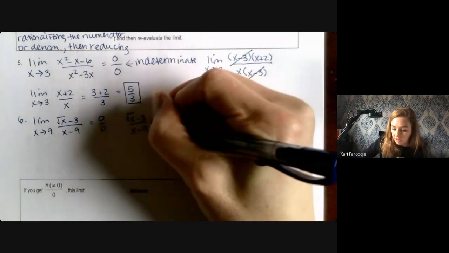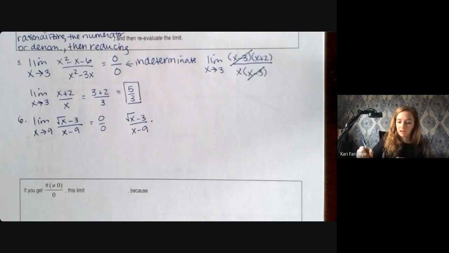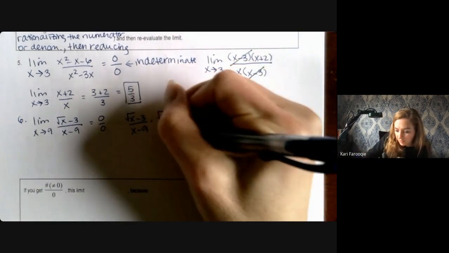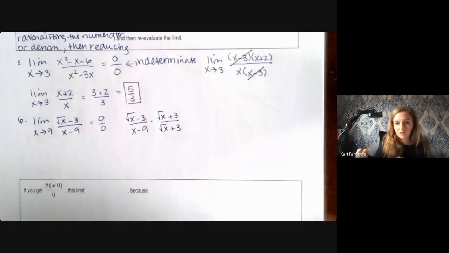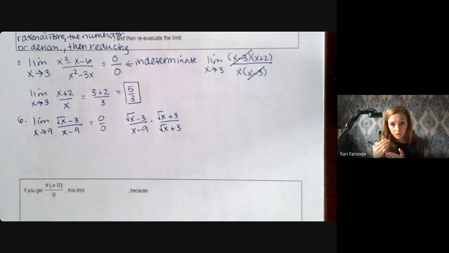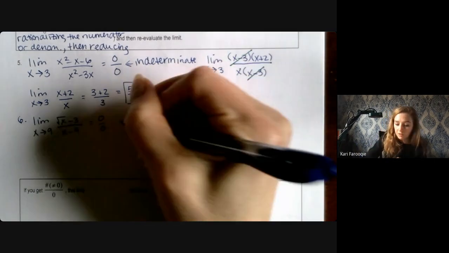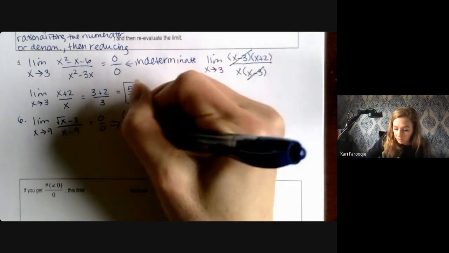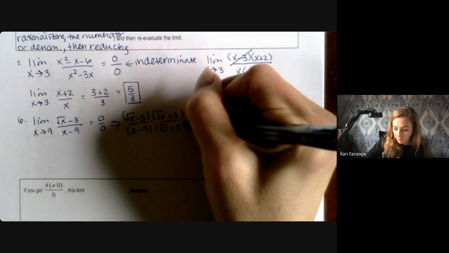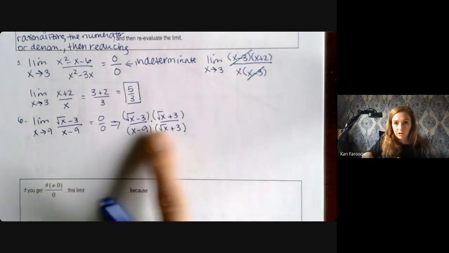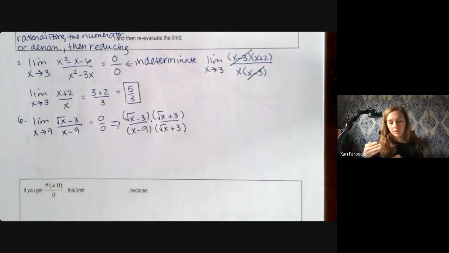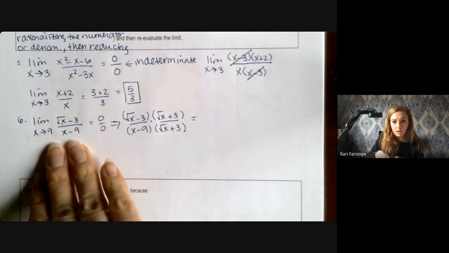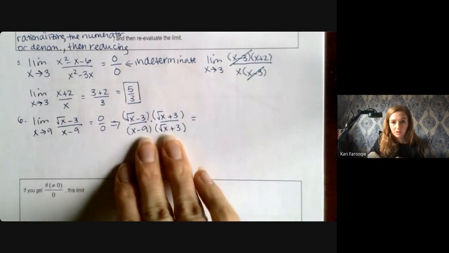So the idea is if I take this expression and I multiply it by the square root of x plus 3, I don't want to change the expression, so I need to multiply it by a special name for 1. So I'm going to change this to be the square root of x plus 3 times the square root of x minus 3 in the numerator, and then we'll multiply in the denominator. Now, we're going to put this back in the limit in a minute. Right now, I just want to simplify this expression.